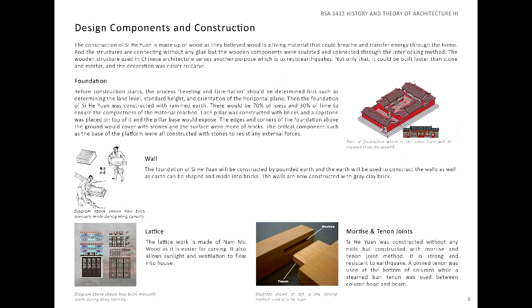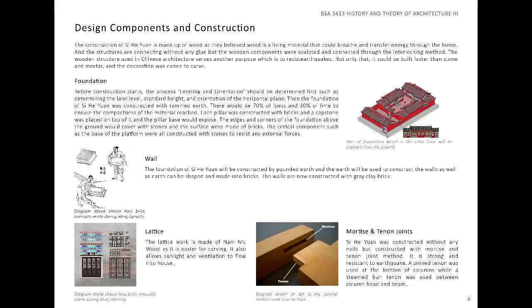The construction of 四合院 is made up of wood, as they believed wood is a living material that could breathe and transfer energy through the home. Foundation. Part of the foundation, which is the pillar base, will be exposed from the ground. Wall. The foundation of 四合院 will be constructed by pounded earth, and the earth will be used to construct the walls, as earth can be shaped and made into bricks.